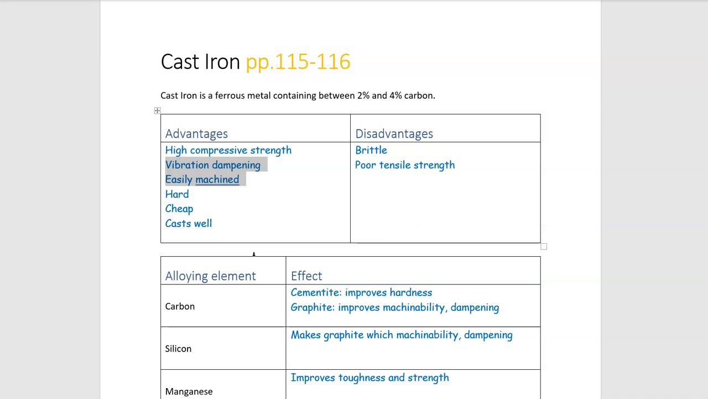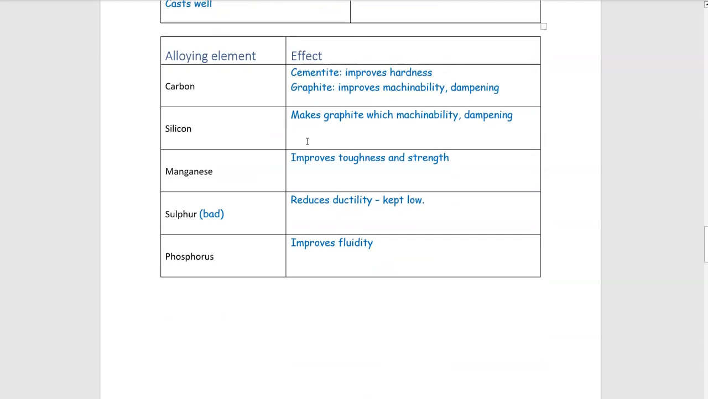It's also got it's hard. It also is relatively cheap, and it casts well, so it can be cast into a variety of shapes, complex shapes, things that we couldn't form through forging or extrusion, that sort of stuff. Like engine blocks are the example we go to for cast iron.